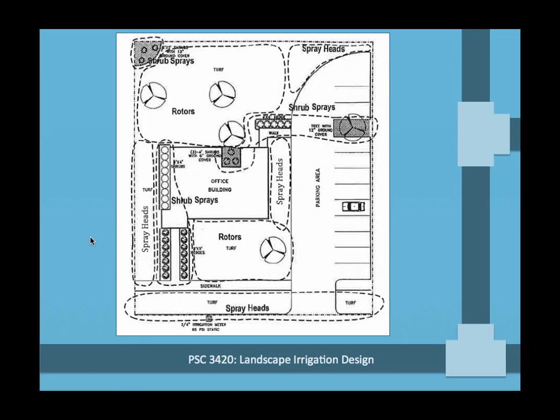We also talked about labeling the drawing in a way like this, where you're saying, all right, this area is probably going to be spray heads, this area is probably going to be rotors, and so on. This area is probably going to be spray heads. And that's the exact process you would go through with any plan that you were working on.